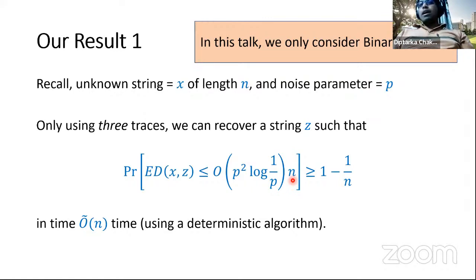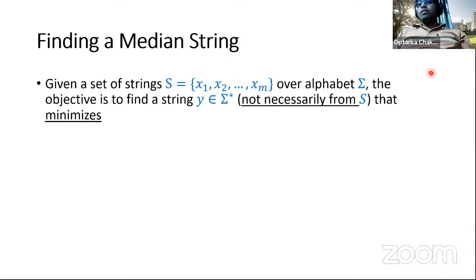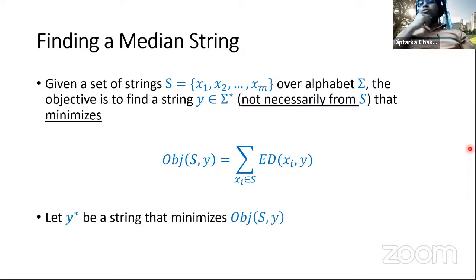Okay, so before going to the proof of result 1, actually I will not discuss the proof of result 1, but let me now talk about a different problem, which is the median string problem. In this problem, we are given a set of input strings x1, x2, ..., xm over some alphabet sigma. The objective is to find another string y, which need not be from the input set S, that minimizes the following objective value, the sum of edit distances to the input strings. If y star is a string that minimizes this objective value, then we call that string a median.